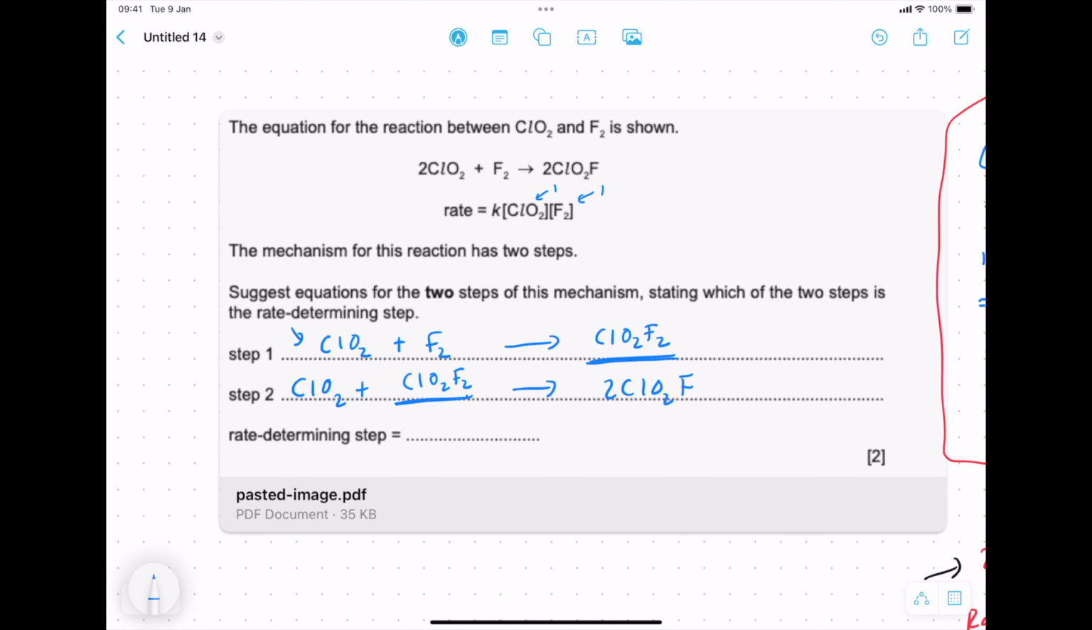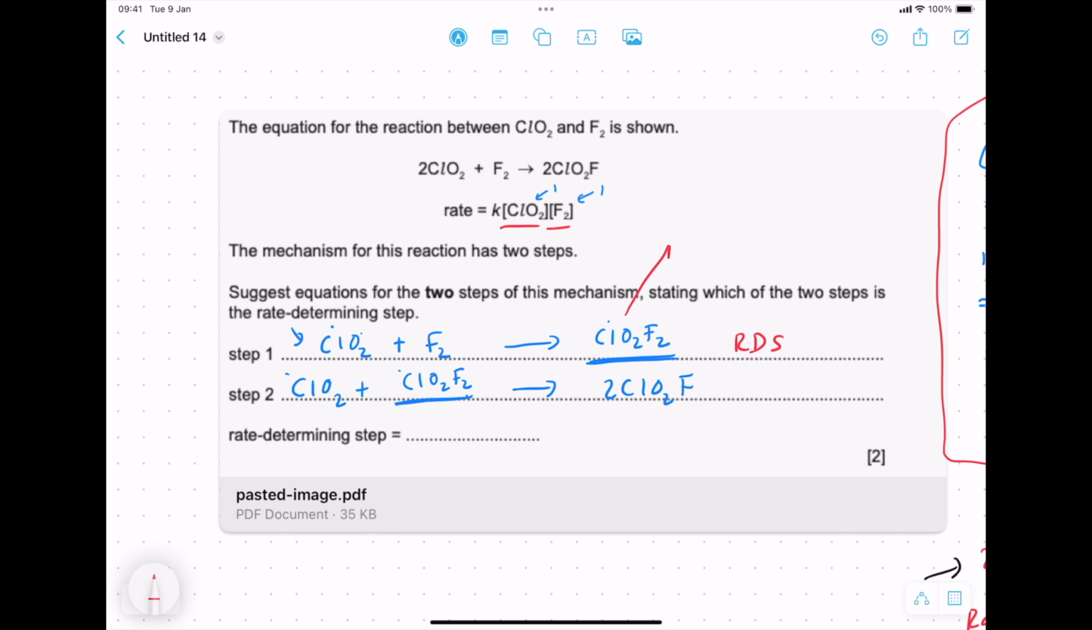Just to do a quick atom check, we can see there's one chlorine there, and there's one there, two oxygens there, two oxygens on the right, and two fluorines. And then on the bottom, we have two chlorines, two oxygens there and there, so that's 4. So 2 times 2 is 4 there. And finally, two fluorines there, and there's 2 there. So it's completely atom balanced. That could be a possible two-step mechanism. Now, the rate determinant step is the one involving the reactants in the rate equation, which I decided was the first one, so that's the RDS.